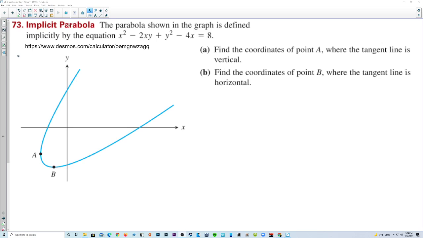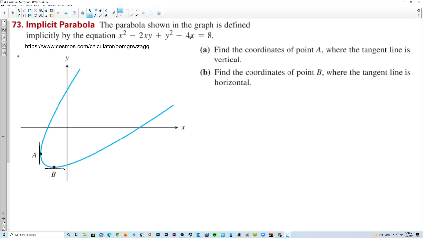This is number 73, implicit parabola. The parabola shown in the graph is defined implicitly by this equation. A, find the coordinates of point A where the tangent line is vertical. And then we'll find the coordinates of point B where the tangent line is horizontal. So they're saying we have a vertical tangent line at A and a horizontal tangent line at B.